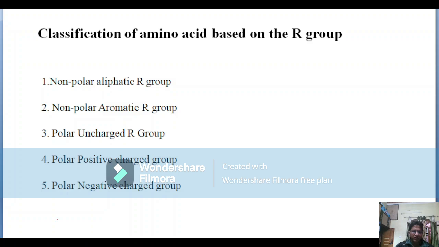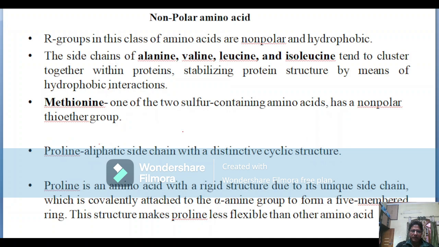First we will discuss the classification of the amino acids based on the R group. As we have seen, non-polar amino acids can contain in the R group either an aliphatic side chain or an aromatic side chain. Here we are discussing the non-polar amino acids that have the aliphatic side chain. The R group in this class of amino acids is non-polar because it contains a long hydrocarbon chain, so it shows the property of hydrophobicity. Such amino acids tend to stay away from water.